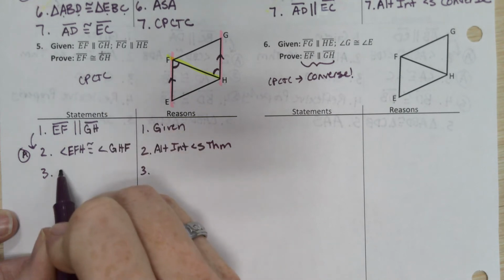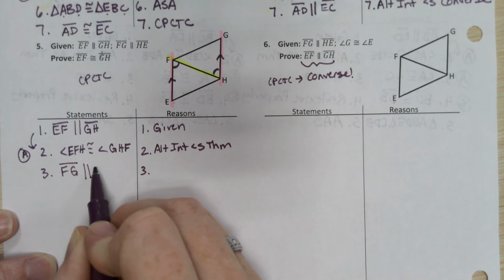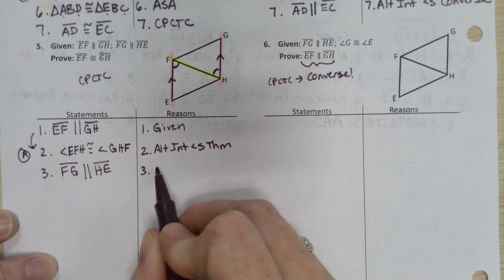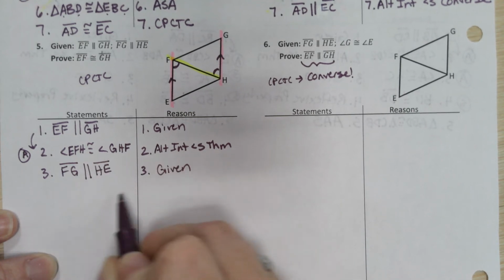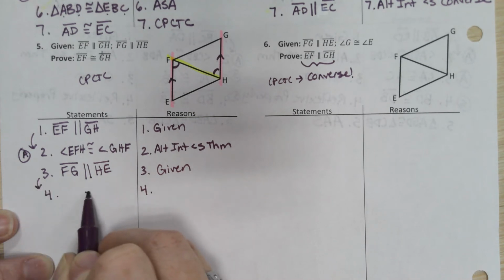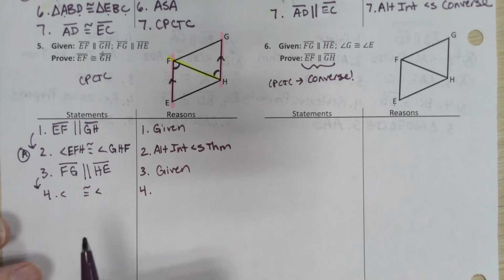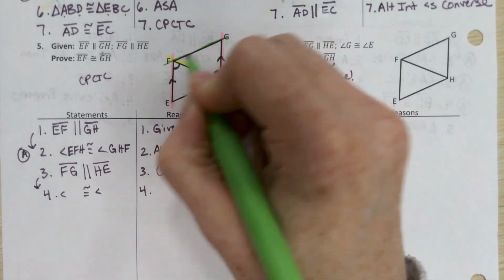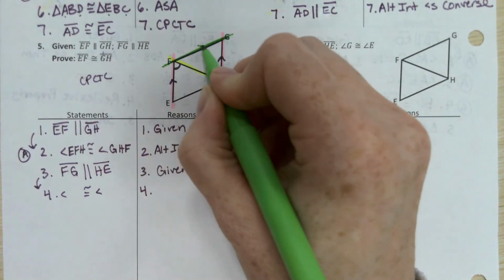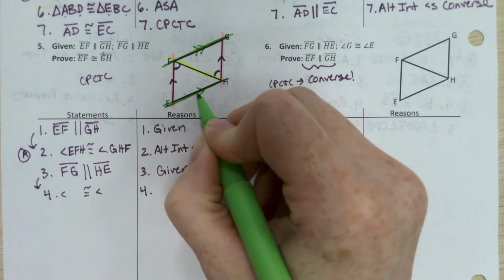Next up, we're going to have segment FG parallel to segment HE as a given. That is another pair of parallels, so I'm going to try to use that to get another pair of angles that are congruent. Let's see if I can get a different color here to highlight those. FG is parallel to HE.